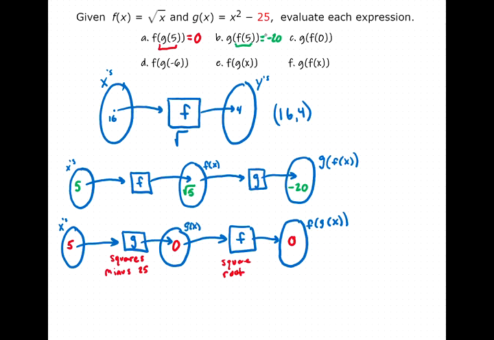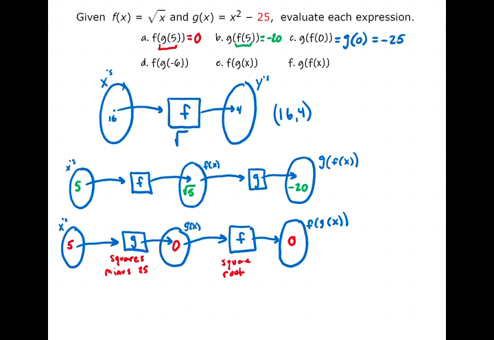So for part C, g of f of 0 means we plug 0 into the f function, which would be the square root of 0 or 0. And then, once we have that 0, the second step is we plug 0 into the g function. So we take 0 squared minus 25. So we'll have negative 25.